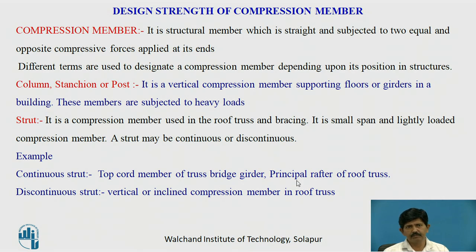So what is a compression member? It is a structural member which is straight and subjected to two equal and opposite forces applied at its end. Different terms are used to designate the compression member depending upon its position in structure. Column, section or post: it is the vertical compression member supporting floors, and this generally carries heavy loads. Strut is a compression member which is used in roof truss or bracing. It is a small span and lightly loaded compression member. The strut may be a continuous or discontinuous strut.